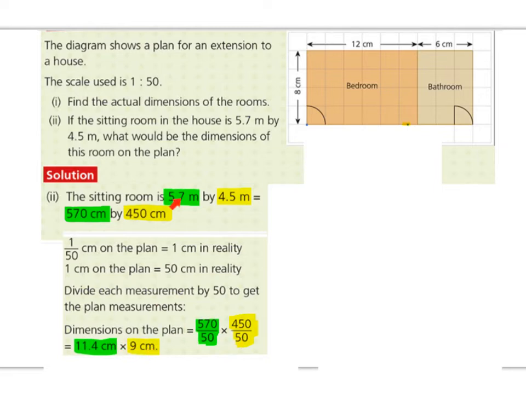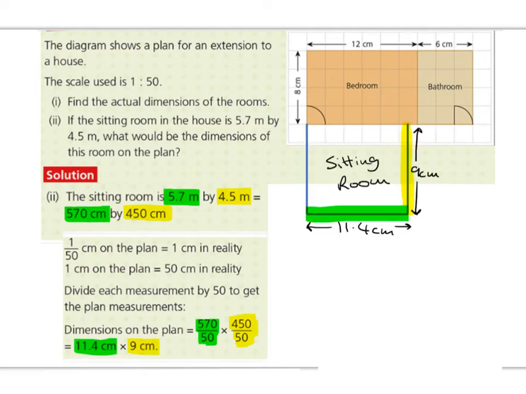So we went from 5.7 metres by 4.5 metres. Changing that into centimetres, that was 570 centimetres by 450 centimetres. So these are the real measurements in real life of the actual sitting room. We divided 570 and 450 by 50. We're dividing both of them by the scale factor. And we got 11.4 centimetres by 9 centimetres. So these are the dimensions on the plan, on the map. So this is what the sitting room would look like if we drew it onto the plan. So 11.4 centimetres is the length of the room and 9 centimetres is the width of the room.